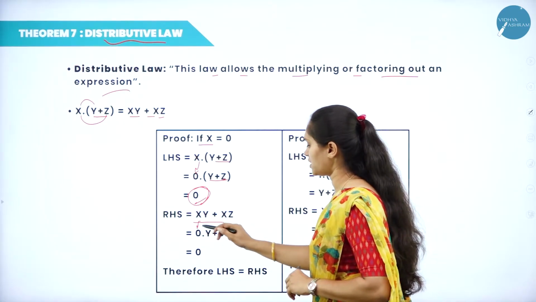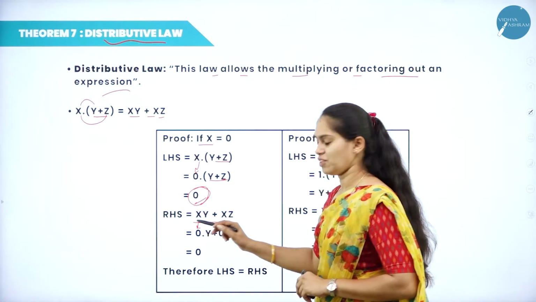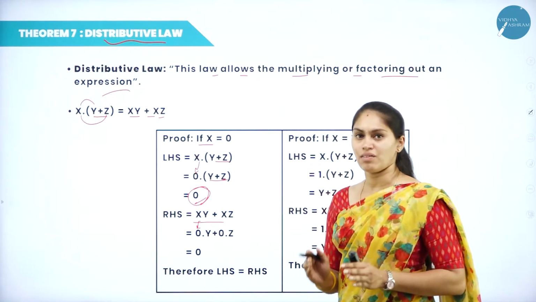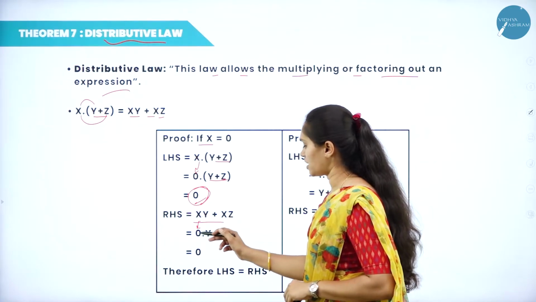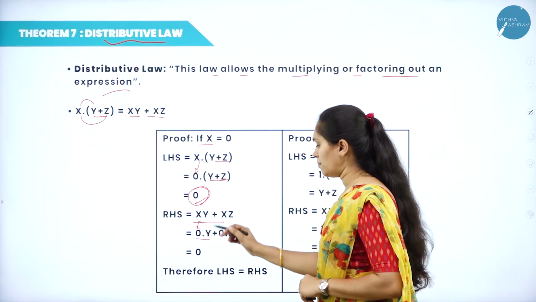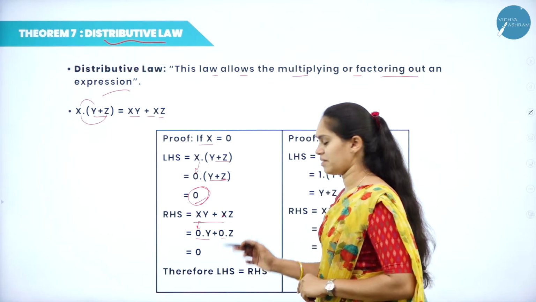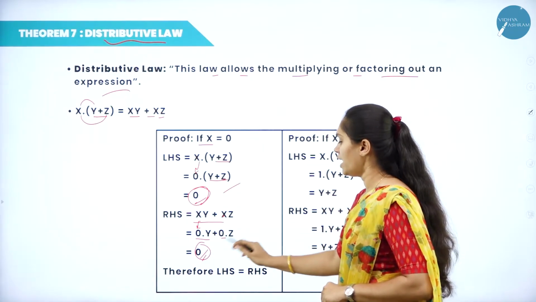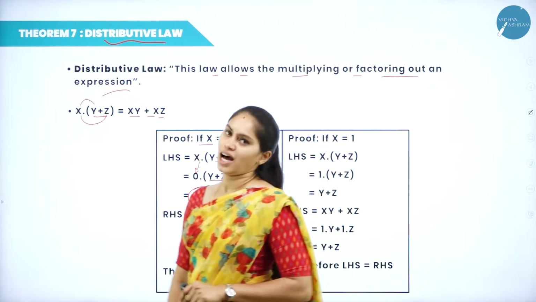Next, we have the RHS here, that is xy plus xz. In the place of x, take 0. If you don't have any operator between x and y, it is understood that we have a product. So x dot y, that is 0 multiplied by y, will be 0, plus 0 into z, which is 0. So 0 plus 0 will be 0. That means we have proved LHS is equal to RHS.